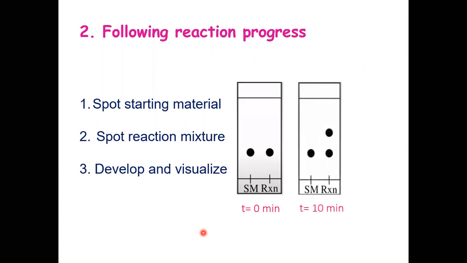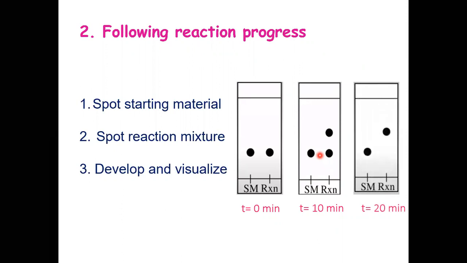After 10 minutes we get two spots in the case of the reaction mixture. One corresponds to the starting material. This shows the reaction mixture still has some amount of starting material, which means the reaction is not complete. After 20 minutes, the spot corresponding to the starting material disappears, meaning there is no starting material, and only the product spot is formed.